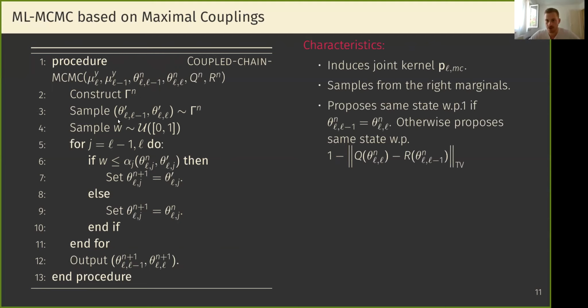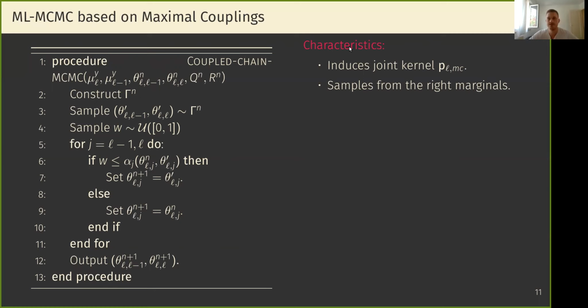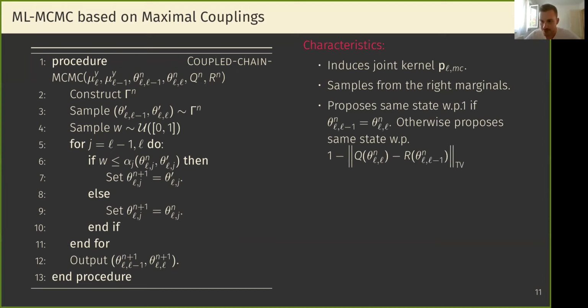So some characteristics about this method is that it induces a joint kernel that I'm going to denote as PLMC. And if you think again of these Q and R as being a step of random walk Metropolis or preconditioned Crank-Nicolson, it always samples from the right marginals, as opposed to the independent Metropolis, which requires a couple of technical conditions. And you propose the same state here with probability one if both chains are at the same state. Otherwise, it proposes the same state with this probability.